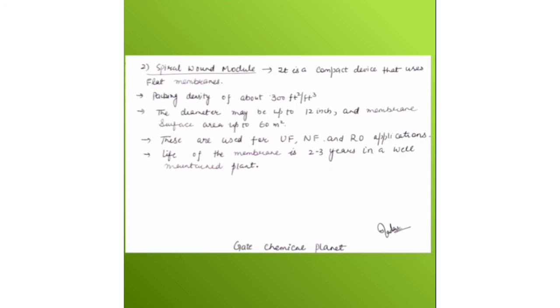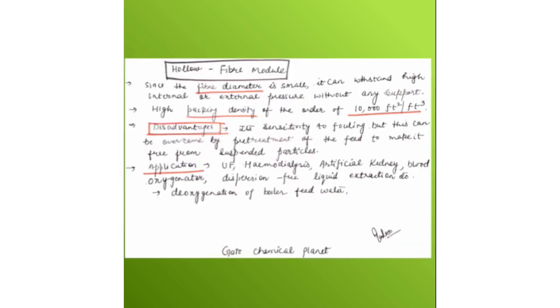The life of the membrane is 2 to 3 years in a well maintained plant. So by using the spiral wound module, the life of the membrane is 2 to 3 years in a well maintained plant, and spiral wound modules are used for ultrafiltration, nanofiltration and reverse osmosis.